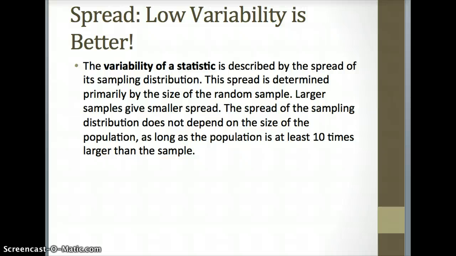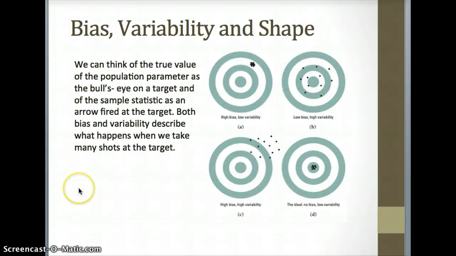Okay, so this is kind of a way to demonstrate what we were just saying. So you could think of the value of the population parameter as the bullseye on a target, and the value of the sample statistic as an arrow fired at the target. So both bias and variability describe what happens when we take many shots at a target.